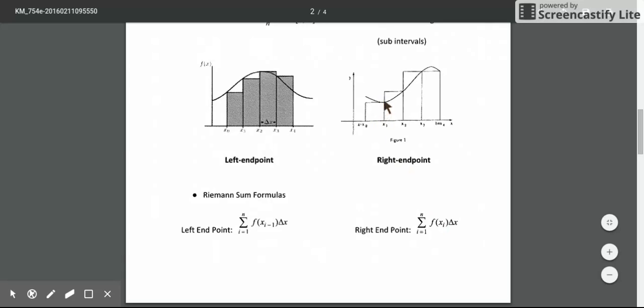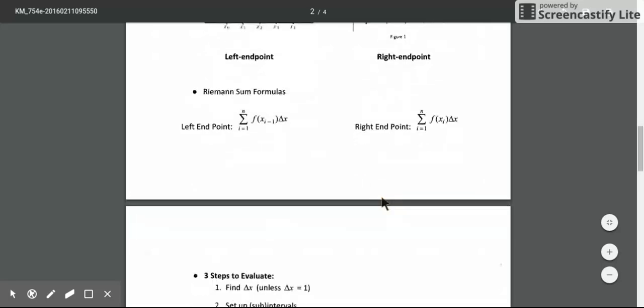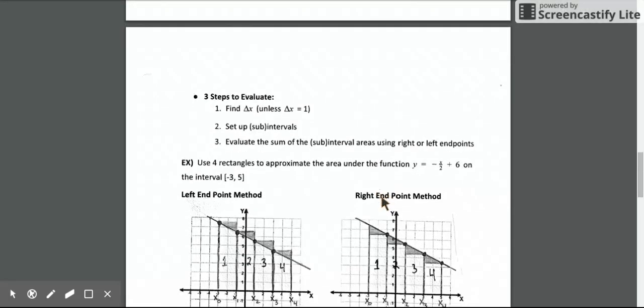And so that helps us evaluate the function at the right side of the rectangle and gives us the right endpoint. So that's our height, and then multiply by the width, the change of x, and we get our rectangle area. And we sum up all of the areas of the rectangles, and we get our approximation. So let's do some examples here.